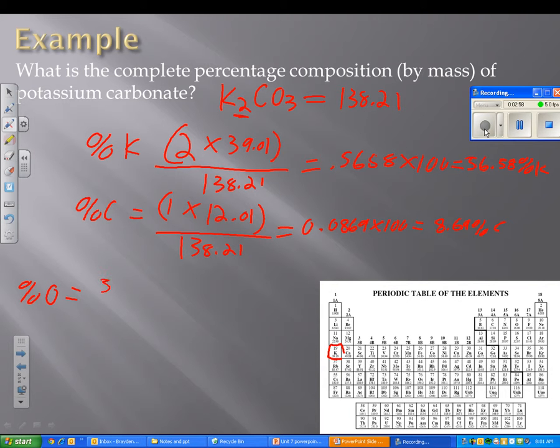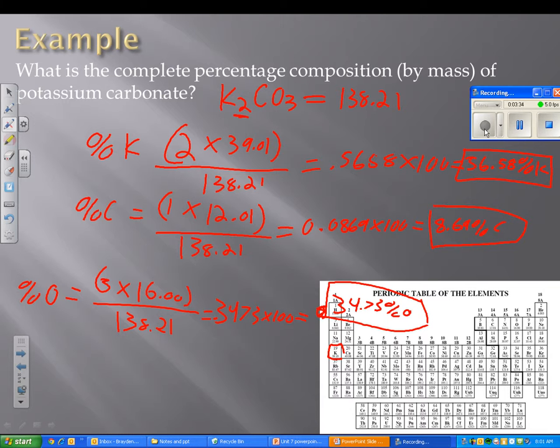And finally, for oxygen, start over here, percent of oxygen. There are 3 oxygen atoms. Each oxygen atom weighs 16.00 grams per mole. That's your part. Divide it by the whole, 138.21, and that will give you 0.3473. Times that by 100, and you get 34.73% oxygen. So that's your entire breakdown right there, and that's really as hard as it gets.